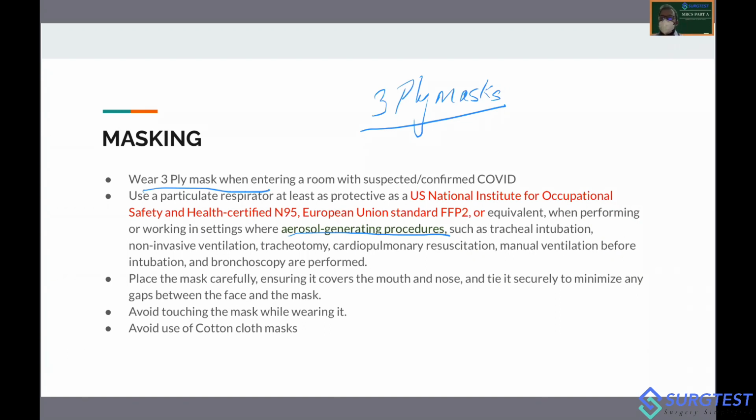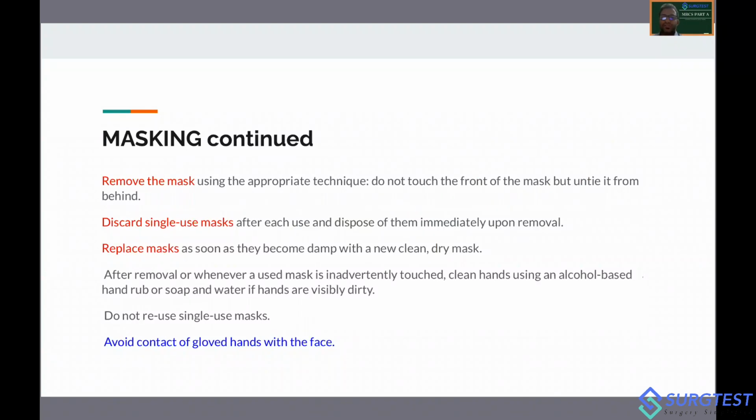Another thing you can do is keep your mask, make sure it fits, and then try to pull air in. You can feel the mask going in. That means the filter covers all the orifices properly. Avoid touching the mask while wearing it. Avoid the use of cotton cloth mask in the OT. Cotton cloth masks are only meant for the general public, not for healthcare professionals.